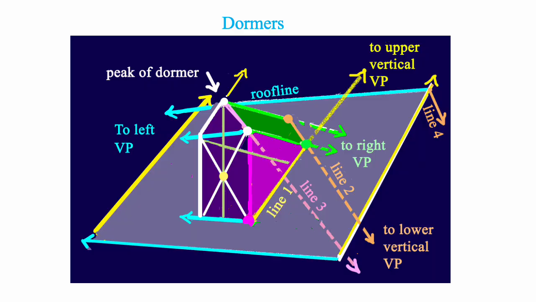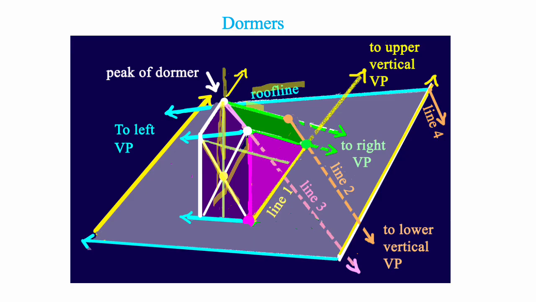A dormer is a partial box on an inclined plane. Start by finding the middle of its side here, and the peak of the dormer should be directly above the intersection of the diagonals. And make sure that this peak is separate from the roof line because you don't want the two of them conflated.